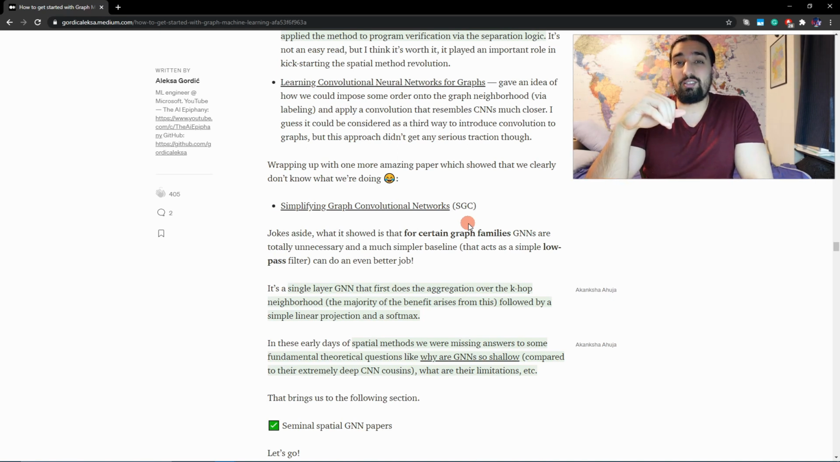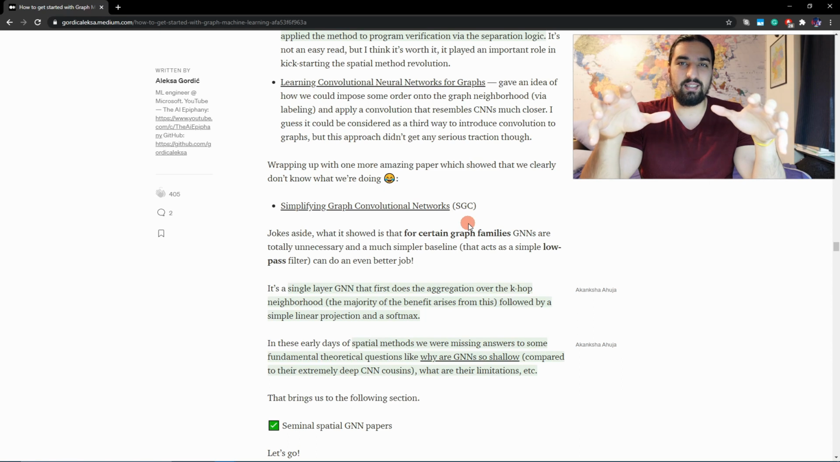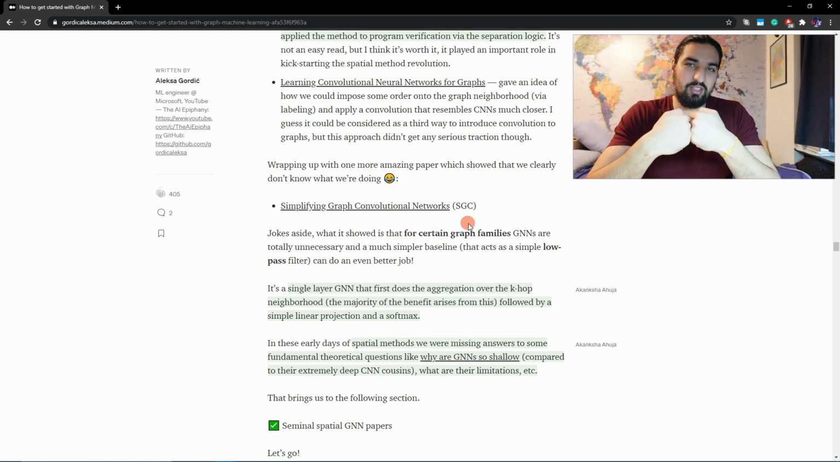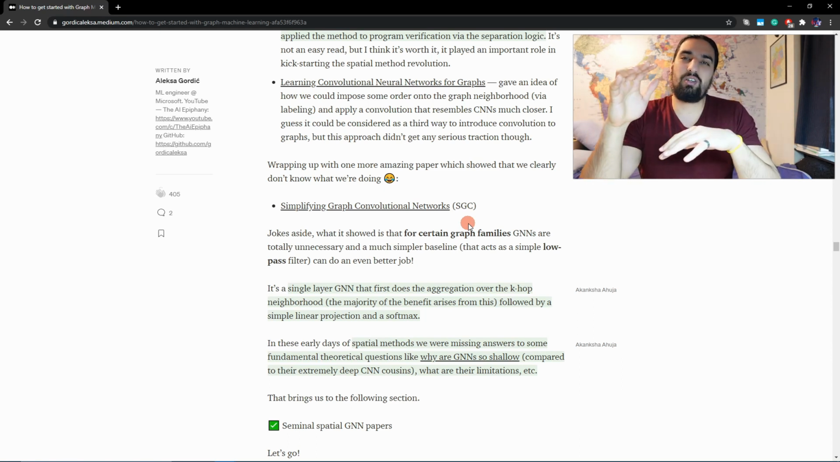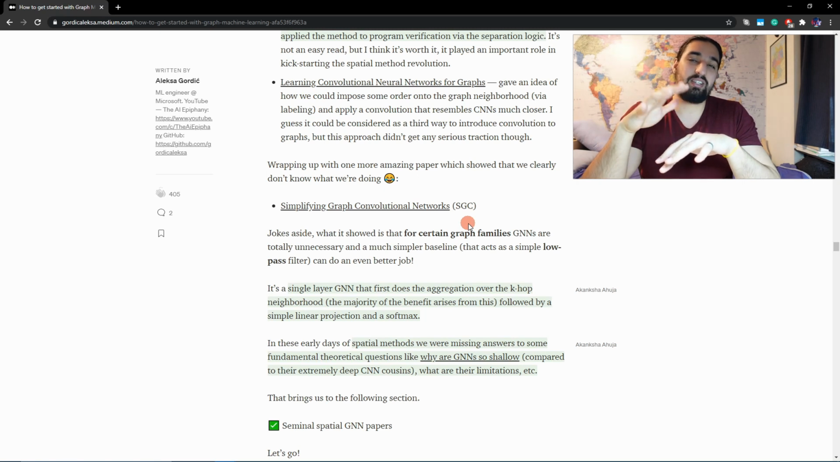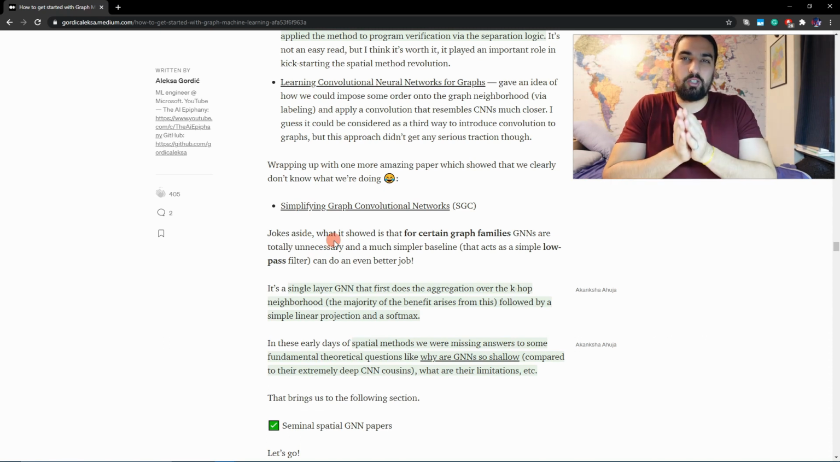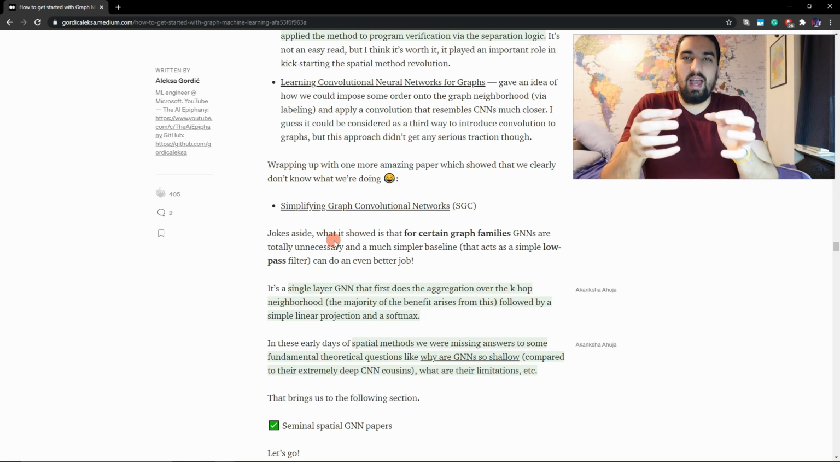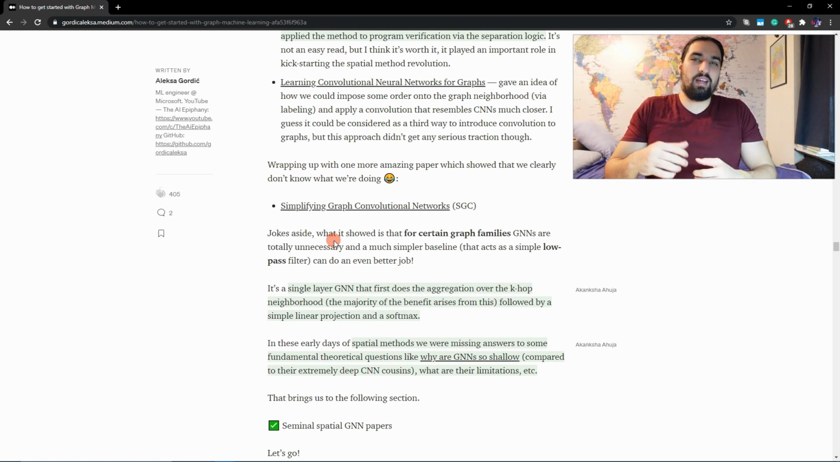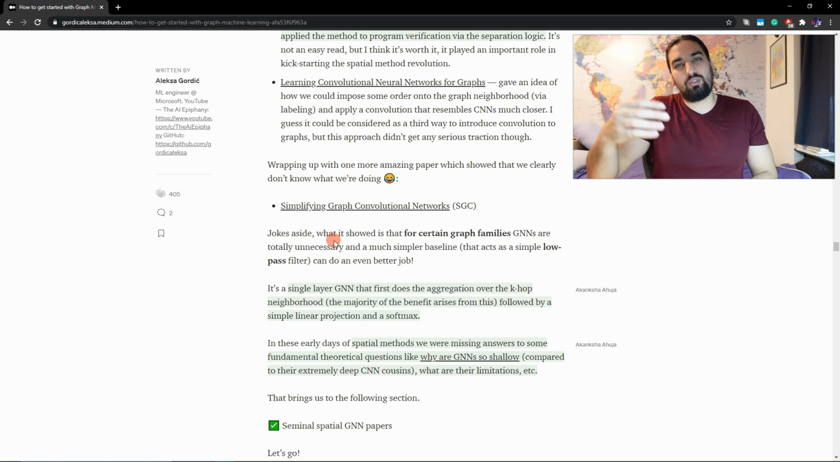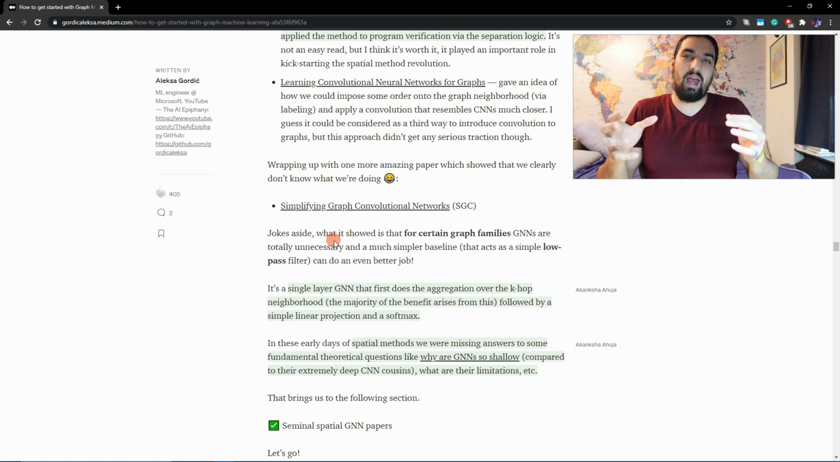What they figured out is there are some graph classes like homophilic graphs where you can use much simpler baselines than graph neural networks, and this paper just showed that. Homophilic graphs are those graphs where the nodes that are connected have similar labels. That's a common thing in social network types of graphs, because usually people with similar opinions tend to cluster together, and those types of graphs are called homophilic.